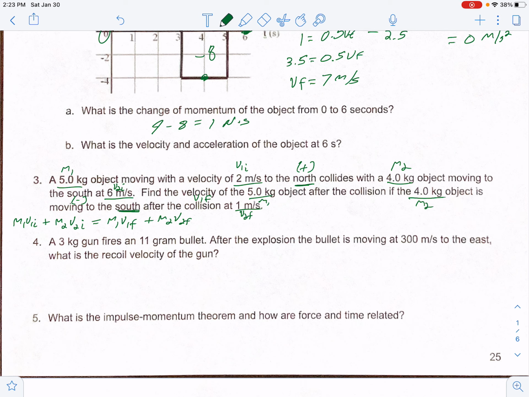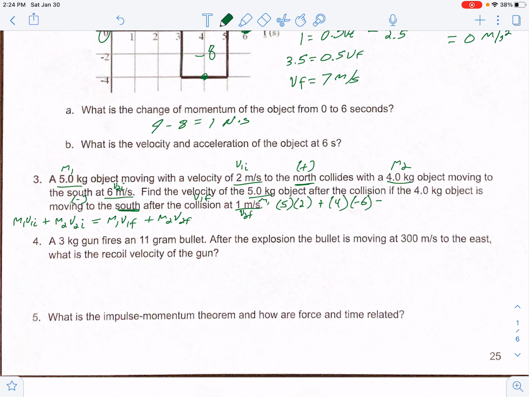Okay, so we're going to start plugging things in. So M1 is going to be 5. It's moving to the north at 2 meters per second. So my initial velocity for M1 is 2, plus my mass 2, which is 4, is moving to the south at 6. So I'm going to make this a negative 6.